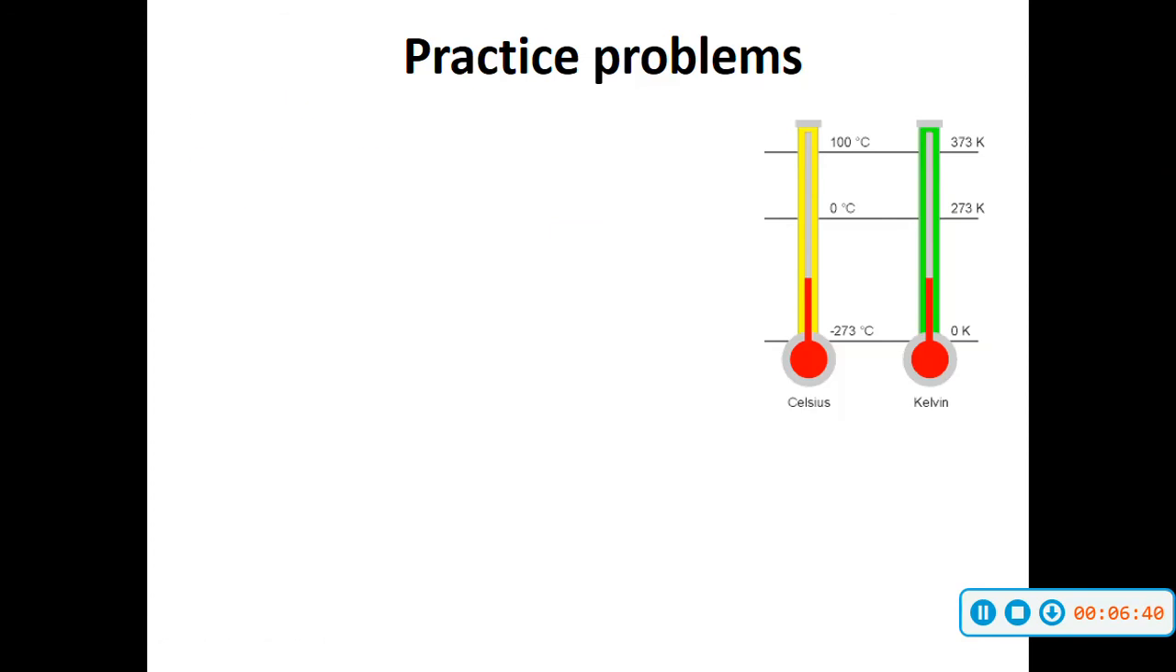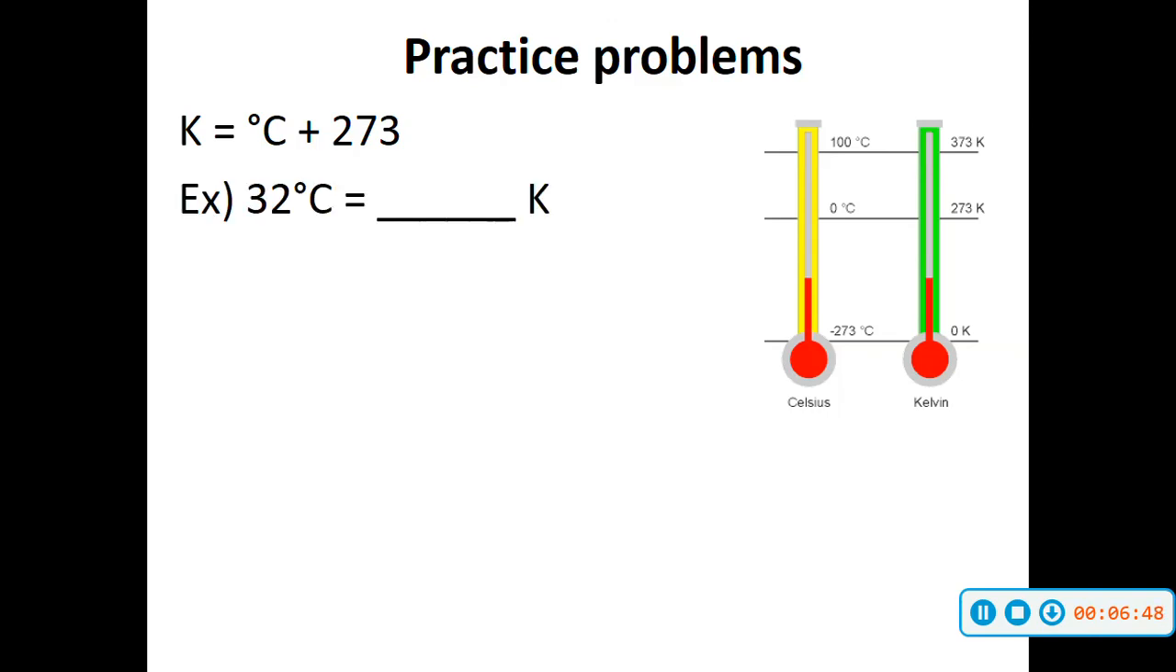Okay, so practice problems. Again, that's your formula to find Kelvin. Just take your degrees Celsius and add 273 to that. If we have 32 degrees Celsius, how much would that be in Kelvin? So 32 degrees Celsius plus 273, we should get 305.